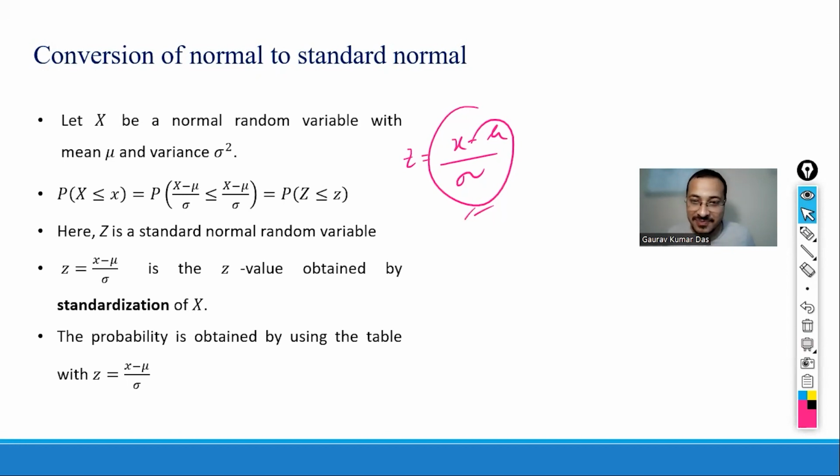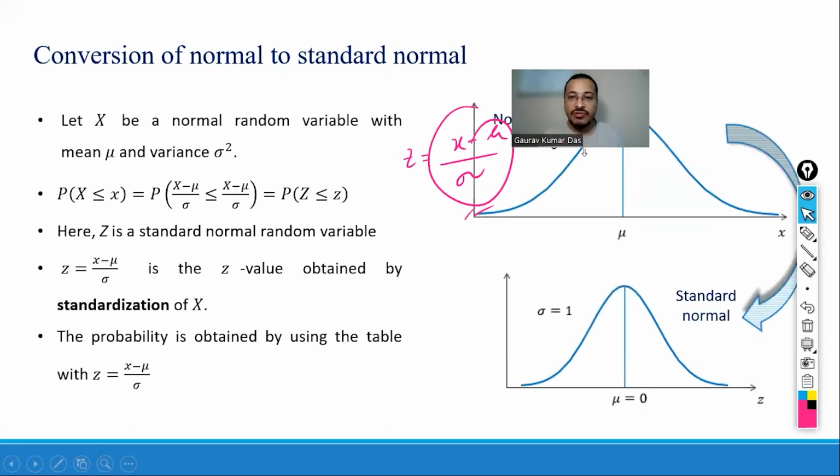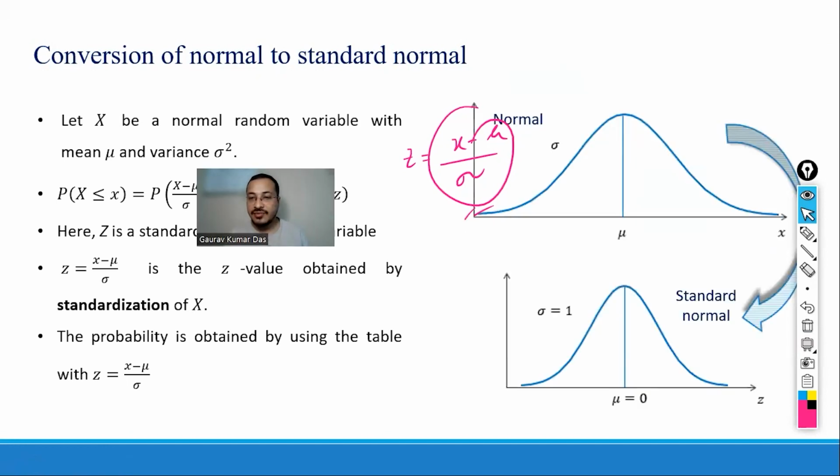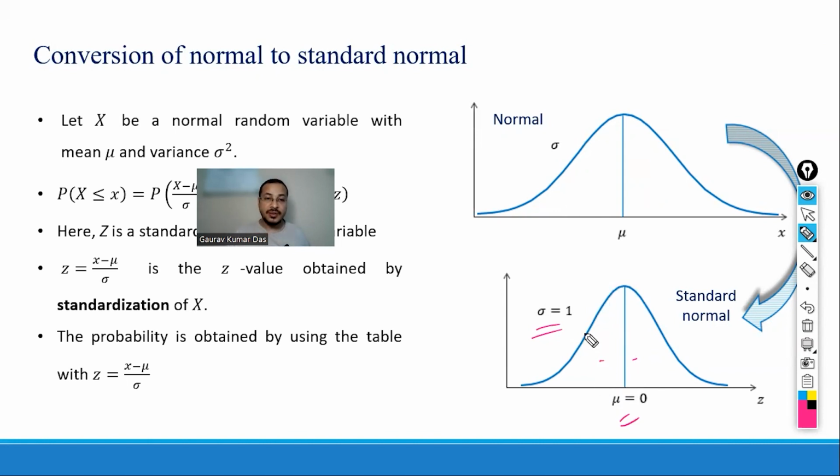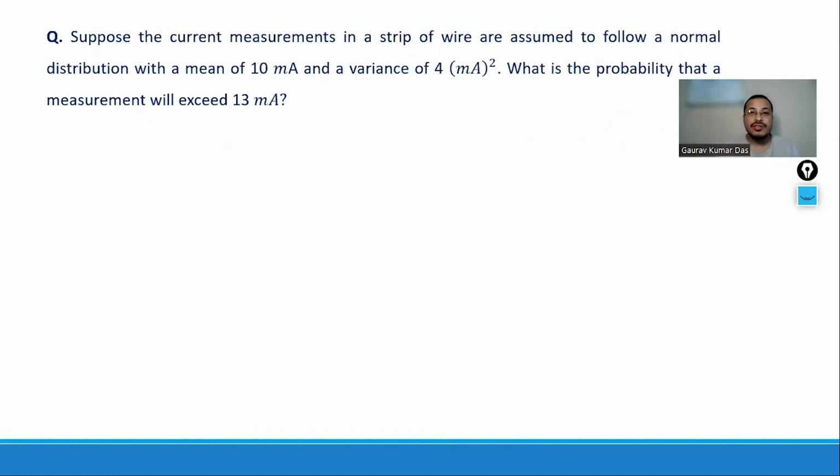Now if you look at this particular figure, here we have the normal distribution with mu and sigma square as variance. When you convert to a standard normal, my sigma becomes equal to 1 and my mu always becomes equal to 0. Either side, both of them will be symmetrical about the mean. The graph will be symmetrical about the mean. So let us take an example to understand this conversion of normal distribution to a standard normal distribution.